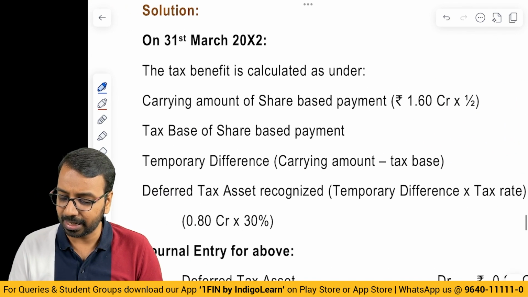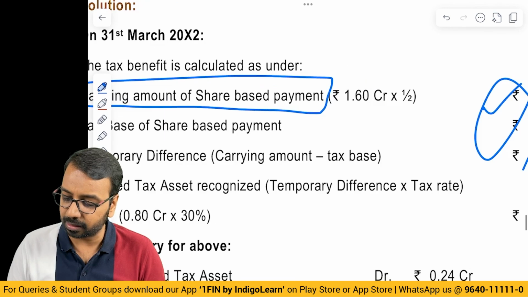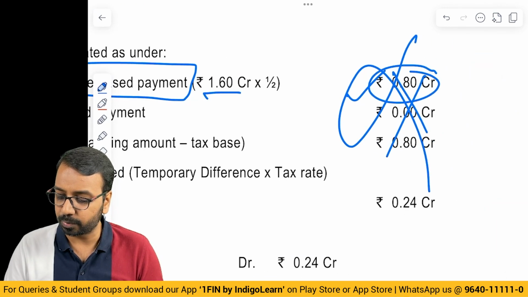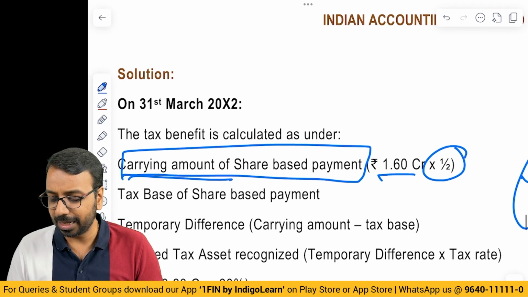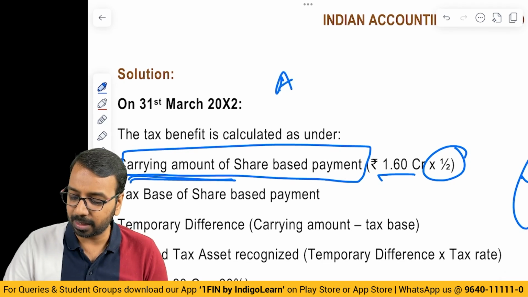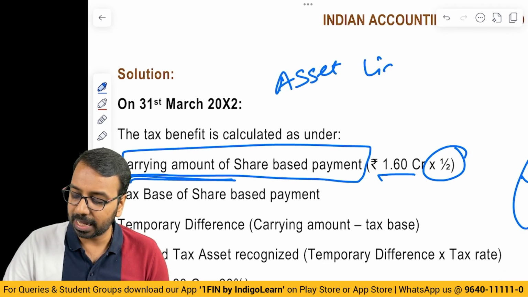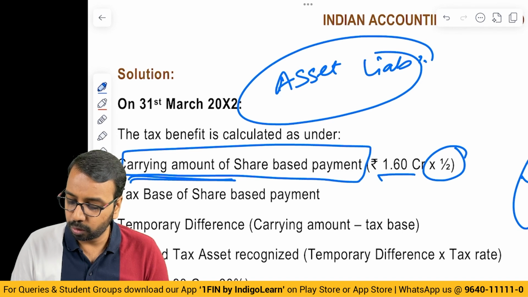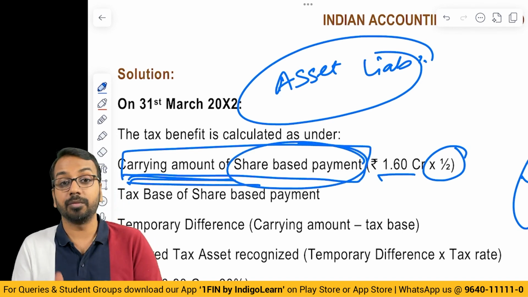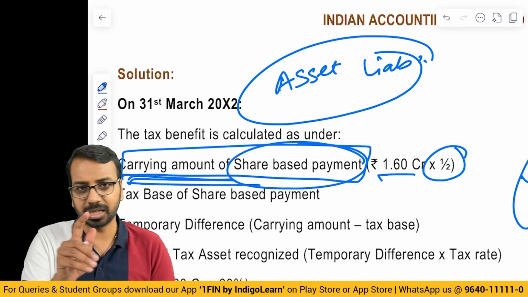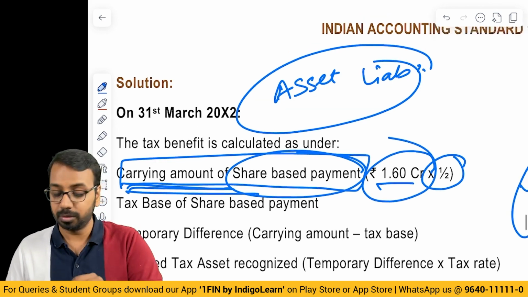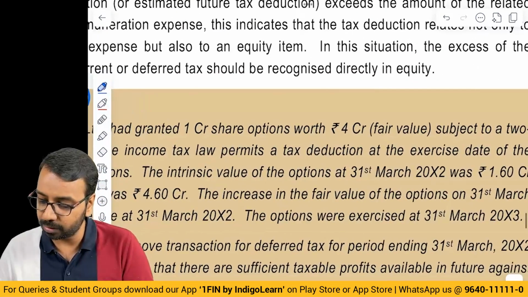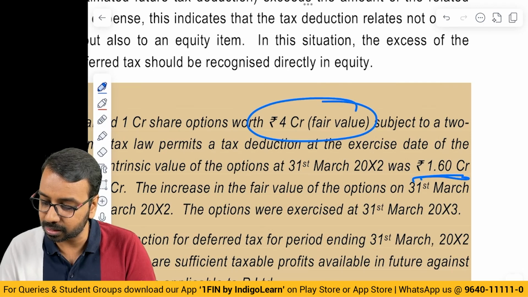First thing, they say that the carrying amount of share-based payment is 0.8 or 1.6 into 1 by 2. Now tell me one thing. When we talk about carrying amount in Ind AS 12, we have either a carrying amount of an asset or a liability. How do we get the carrying amount of a share-based payment, which is actually a part of your equity? That is the first thing. Second thing is, you don't do the accounting based on intrinsic value. If you see the question, you don't do the accounting on the basis of intrinsic value, you do it on the basis of fair value.